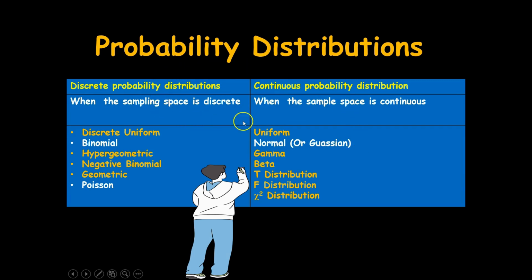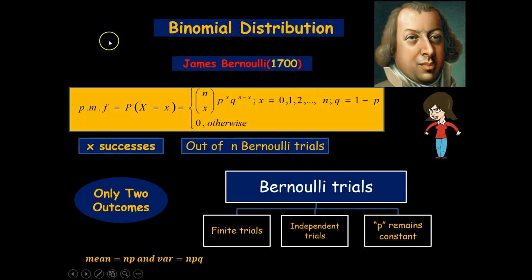Again, I will repeat that discrete distributions are meant for when we are dealing with discrete random variables. That means when the sample space is discrete, and when the sample space is continuous, then we are dealing with the continuous probability distribution. Now the first discrete distribution is the binomial distribution.